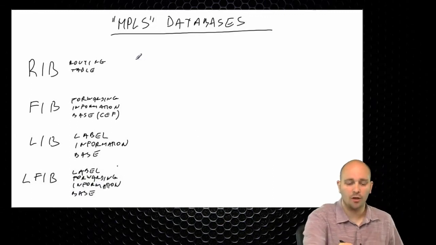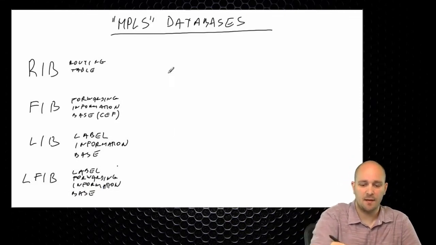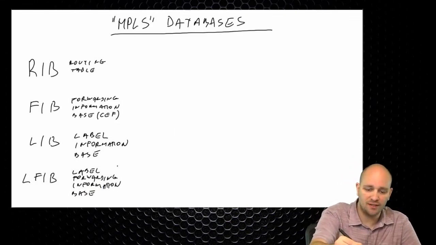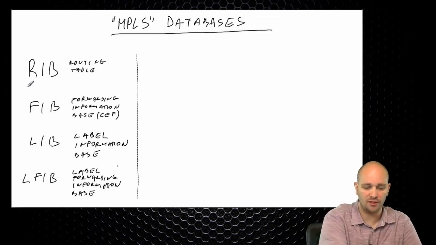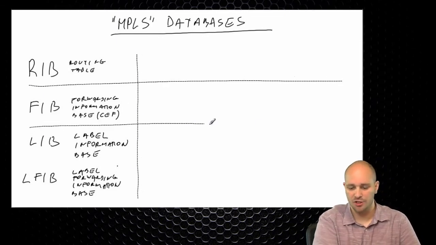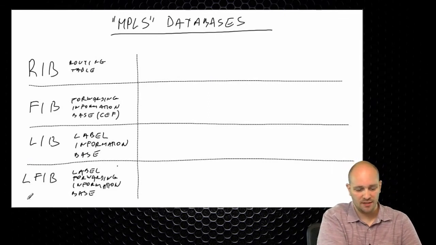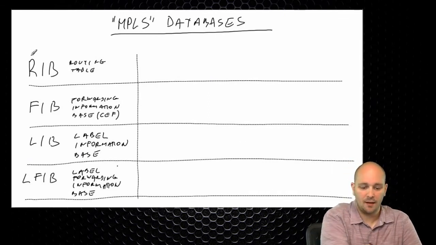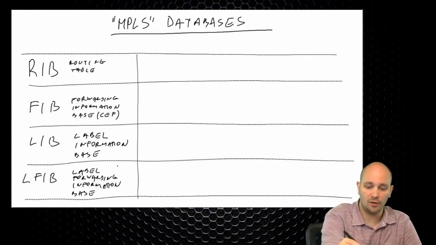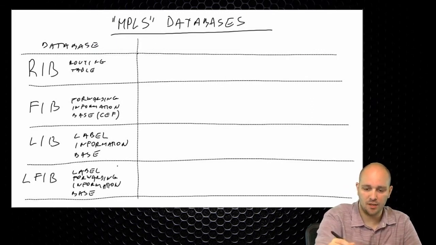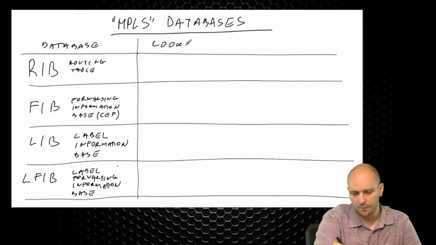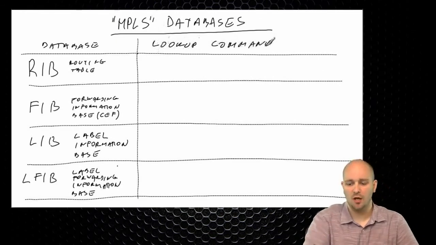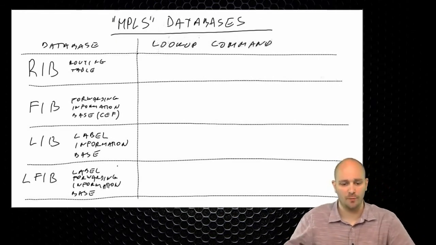Now, let's take a look at how these databases are built. Before I do that, I'm just going to give you a quick cheat sheet here because you know that I really, really like cheat sheets. So I'm just going to turn this into a very quick table. Here we are going to have the database, and let's add a field that is going to be the lookup command. So let's see which command you can use in Cisco IOS to actually look into the information of this base.